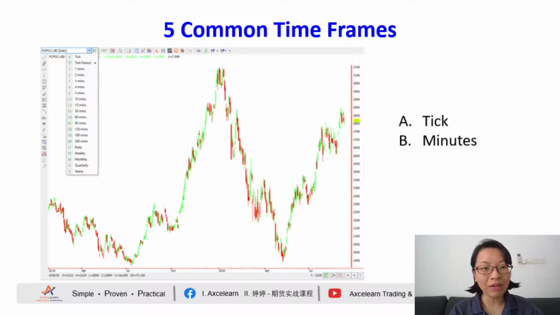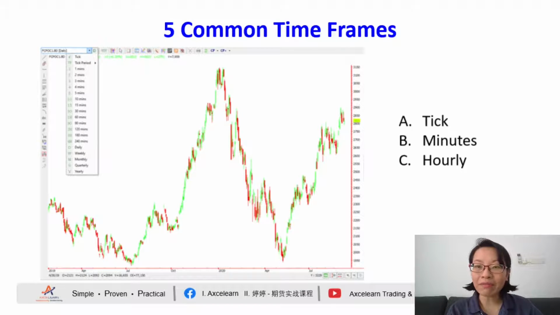For example, if it's 1 minute chart, 1 bar is considered as 1 minute. If it is a 15 minutes chart, then 1 bar is considered as 15 minutes. Let's say, for example, the opening of the 15 minutes, the closing of the 15 minutes, then the high and low within that 15 minutes itself.